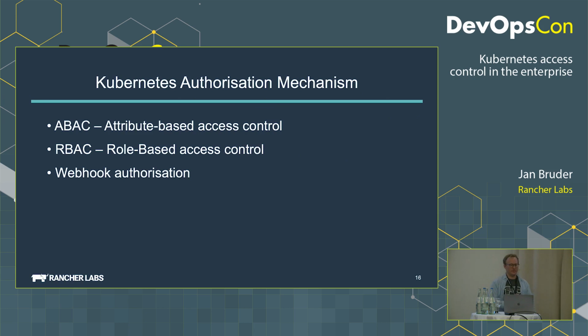And there's still another one, webhook authorization. So it's a little bit similar to the authentication via webhook. It basically allows you to do some custom authorization logic. So basically, webhook authorization means every request that comes into the Kubernetes API server is forwarded to an external service via a REST query, and then that external service inspects the request and can then reply with an accept or deny.